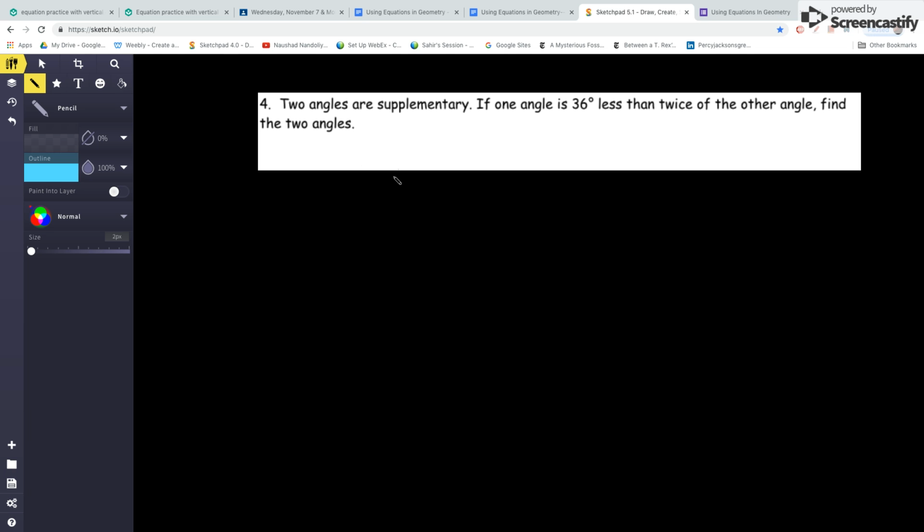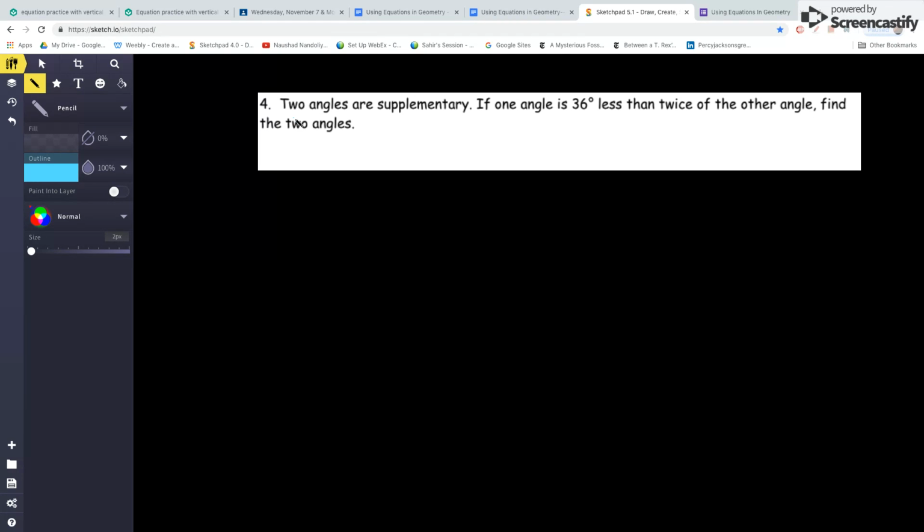Today we're going to be taking a look at a problem, number 4 on the using equations in geometry word problem sheet. As you can see here, we have a nice word problem, and the word problem states: two angles are supplementary. If one angle is 36 degrees less than twice the other angle, find the two angles.